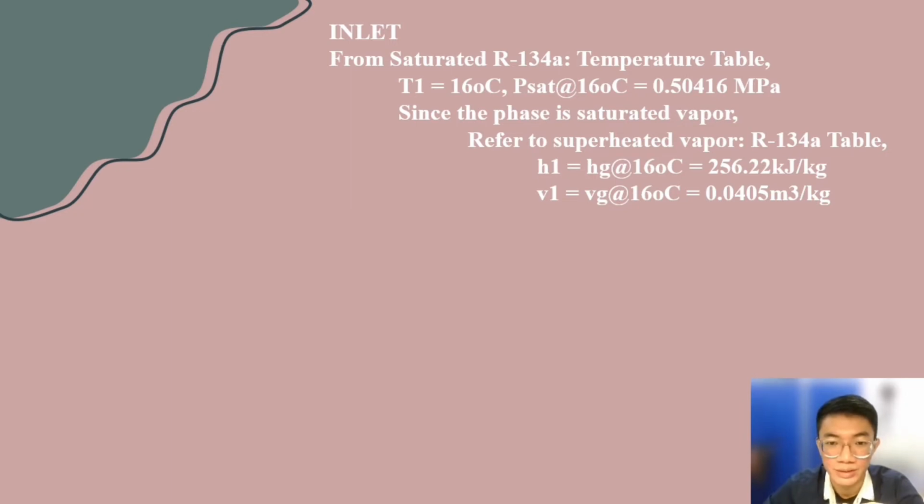And since the phase is saturated vapor, which is already mentioned in the question, we need to refer to the superheated vapor R134A table. So we know that the H1 is equal to Hg at 16 degrees Celsius, so also equal to 256.22 kJ per kg. While for the specific volume in the inlet position, it is equal to Vg at 16 degrees Celsius. So the specific volume for the inlet position, or V1, is 0.0405 meter cube per kg.